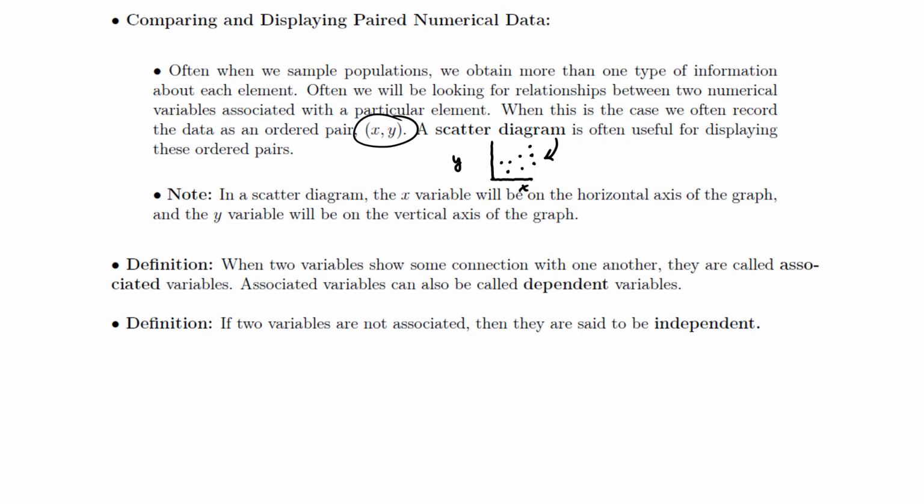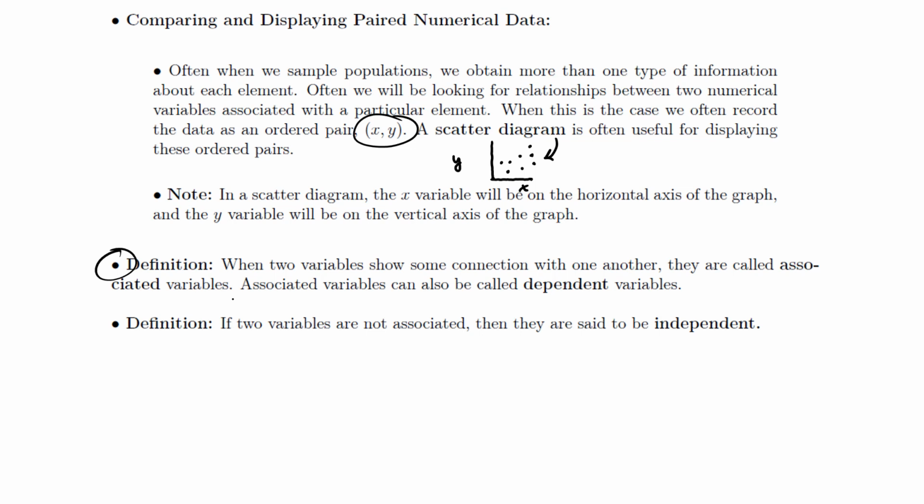Now, a little definition here: when two variables show some connection to one another, we call them associated with one another, or sometimes dependent variables. This goes back to our conversation before about being careful using the word cause. An increase in x, we can't necessarily say causes an increase or decrease in y, if we're not conducting a randomized experiment. We had that discussion before when we were talking about observational studies and experiments.